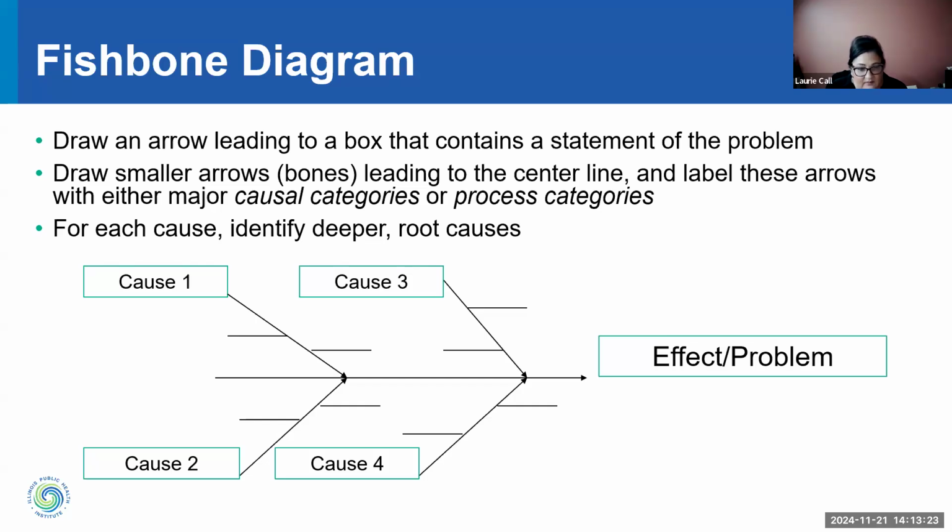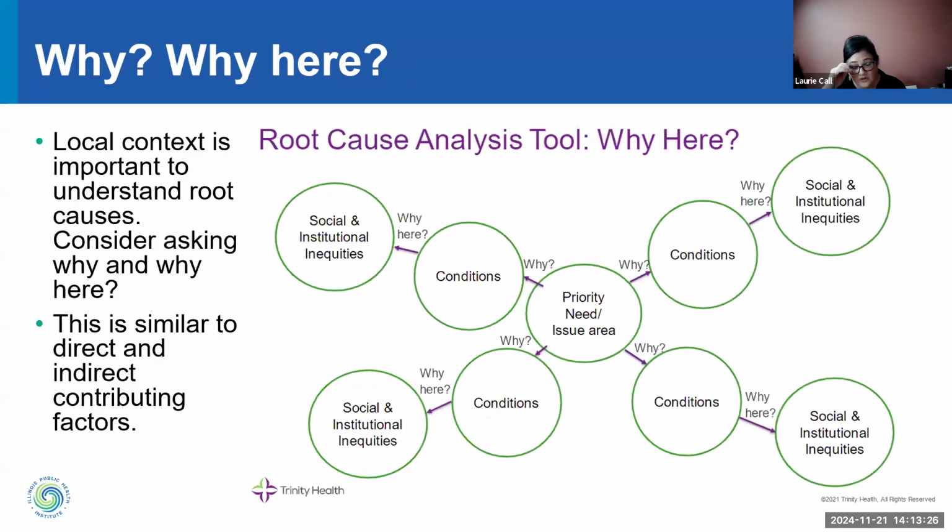Another tool that I have used in the last couple years with Trinity Health System, who I've been working with across the country to lead some social determinants of health programs and projects, is a root cause analysis where it's very similar. You're looking at the problem or the issue, and then you're looking at what's that underlying root cause or what's that condition that is contributing to that. So again, direct and indirect contributing factors. And then you're asking why here? And that may help describe a social or institutional inequity that is exacerbating that issue.